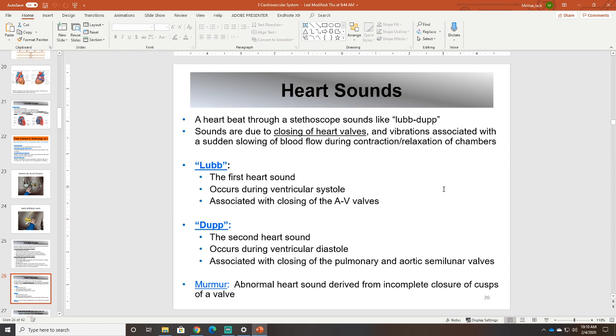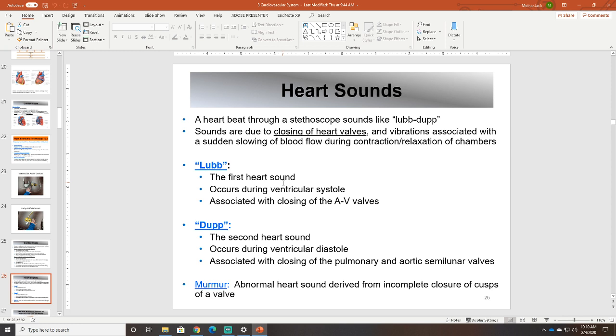All right, so a heartbeat through a stethoscope sounds like lub dup. When the heart beats, you put the stethoscope up to the auscultatory areas. Those are the areas where you can hear the heartbeat. It sounds like lub dup, lub dup. And the sounds are due to the closing of the heart valves, and that's going to generate vibrations. What you're hearing are the vibrations associated with the sudden slowing of blood during contraction and relaxation of the chambers.